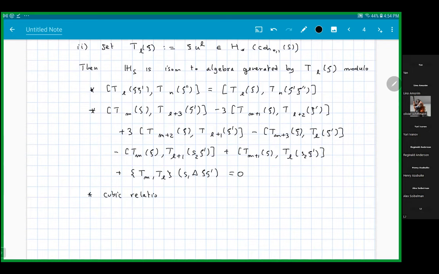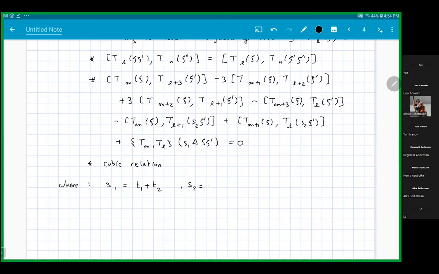So where is S1? S1 is T1 plus T2. The problem is that I see S2, I do not see S1. Where is S1? S1 is here. Ah, okay, in the very last. Good. S2 is T1 square plus T2 square, and T1, T2 are the Chern roots of the tangent bundle. And delta is the diagonal class in H star of S squared.